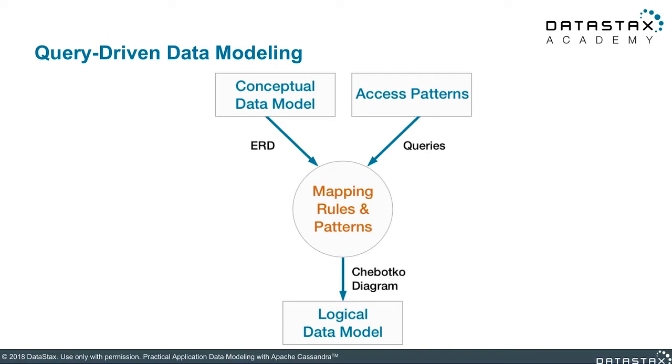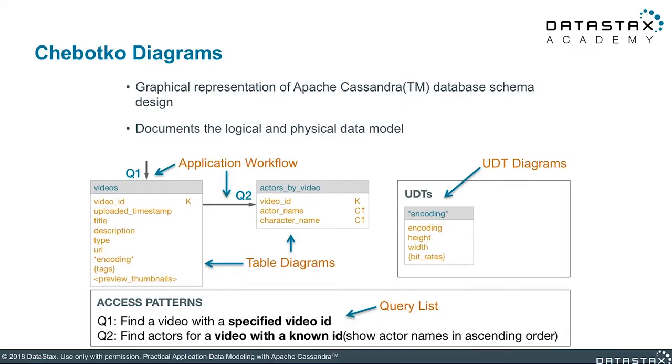That's the critical part to take away from your application workflow diagram and mix that up with the conceptual data model to build our logical data model. That's what we have in the middle here. We apply some mapping rules with inputs being our conceptual data model and our access patterns, and out pops the logical data model. We call these Chebotko diagrams, named after the person who came up with this way of diagramming your logical data model. You can see it looks a lot like our application workflow.